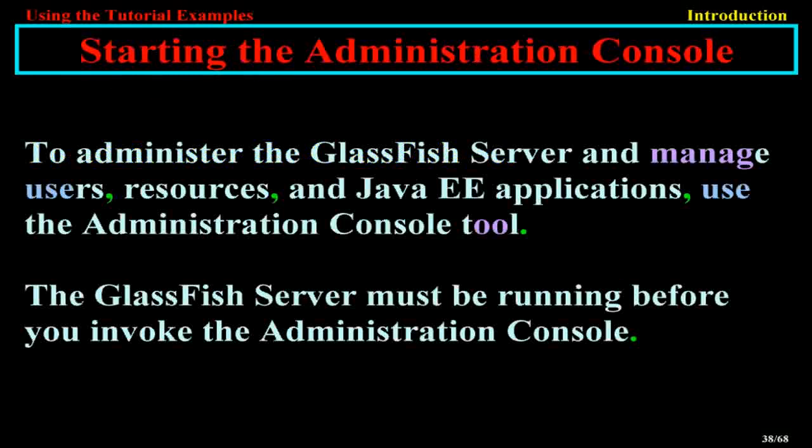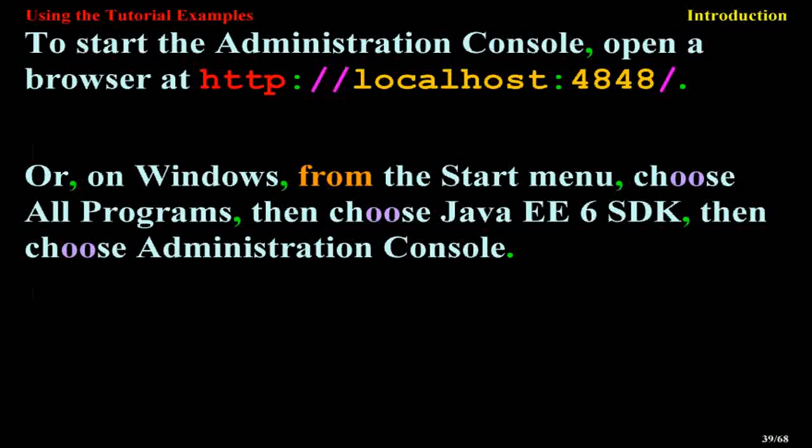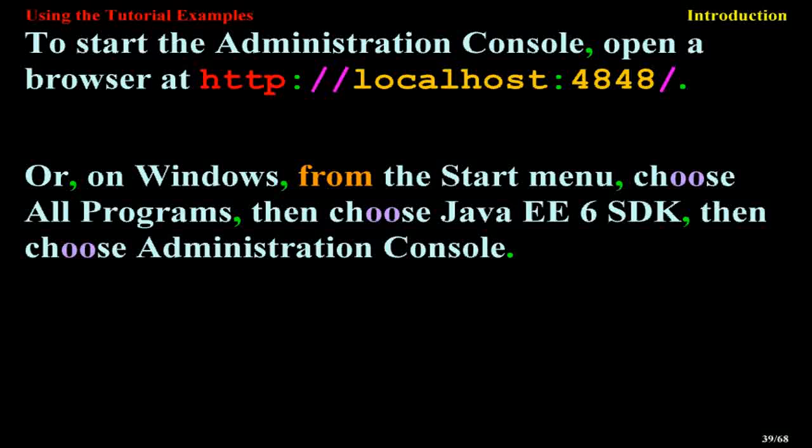To administer the GlassFish Server and manage users, resources, and Java EE applications, use the administration console tool. The GlassFish Server must be running before you invoke the administration console. To start the administration console, open a browser at http://localhost:4848. Or, on Windows, from the Start menu, choose All Programs, then choose Java EE6 SDK, then choose Administration Console.